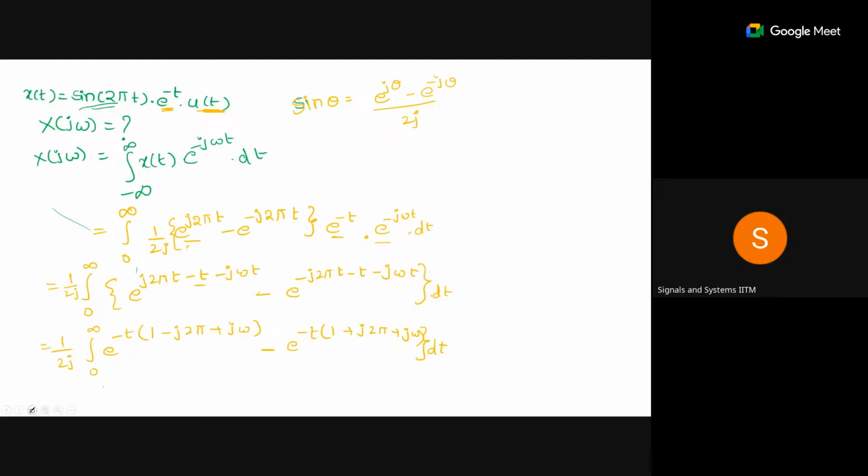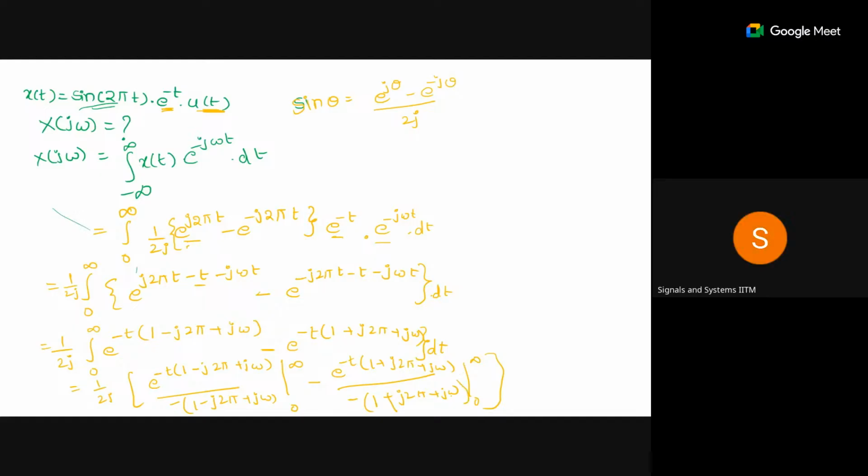So we'll be doing the integral of this. It will be e power minus t of 1 minus j 2 pi plus j omega divided by minus of 1 minus j 2 pi plus j omega, where the integral is from 0 to infinity, minus e power minus t of 1 plus j 2 pi plus j omega divided by minus of 1 plus j 2 pi plus j omega, from 0 to infinity. Ma'am, the second part denominator is 1 plus j 2 pi. Yes, 1 plus j 2 pi.